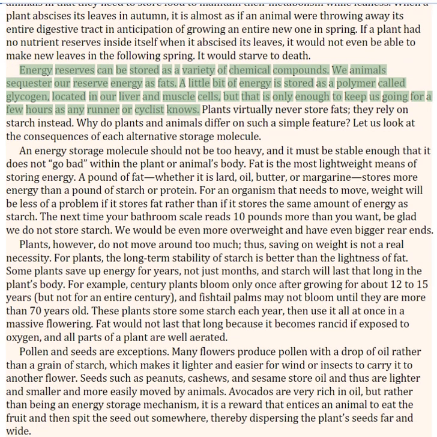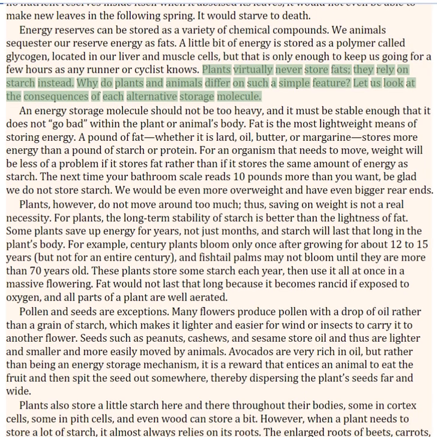Energy reserves can be stored as a variety of chemical compounds. We animals sequester our reserve energy as fats. A little bit of energy is stored as a polymer called glycogen, located in our liver and muscle cells, but that is only enough to keep us going for a few hours, as any runner or cyclist knows. Plants virtually never store fats, they rely on starch instead. Why do plants and animals differ on such a simple feature?